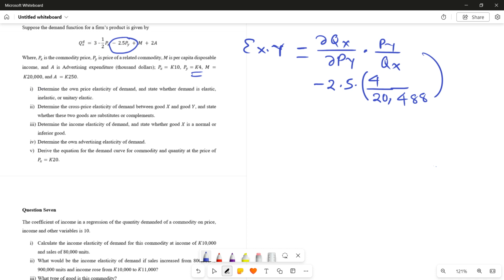So 4 divided by 20,488. It's giving me 1.9 something times 10 to the power minus 0.4. Let's multiply this by 2.5. Yeah. So the answer is negative 0.123 then 488.1. Something like this, huh? Something like that.